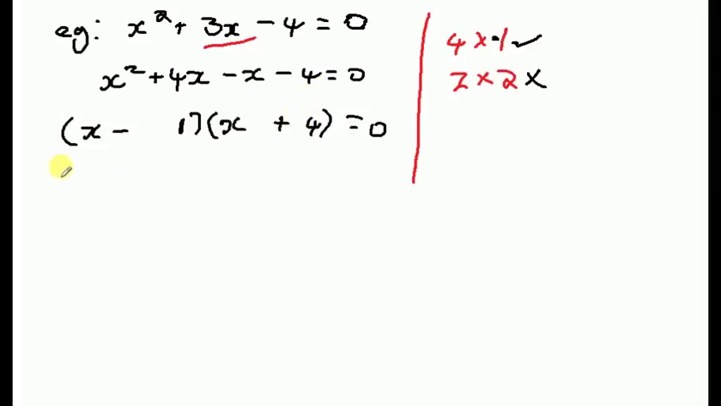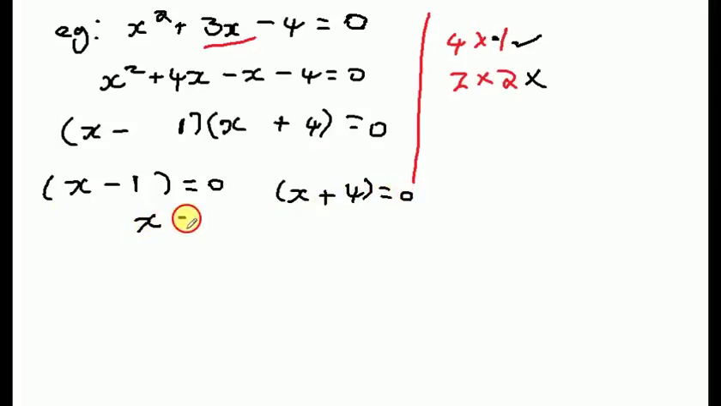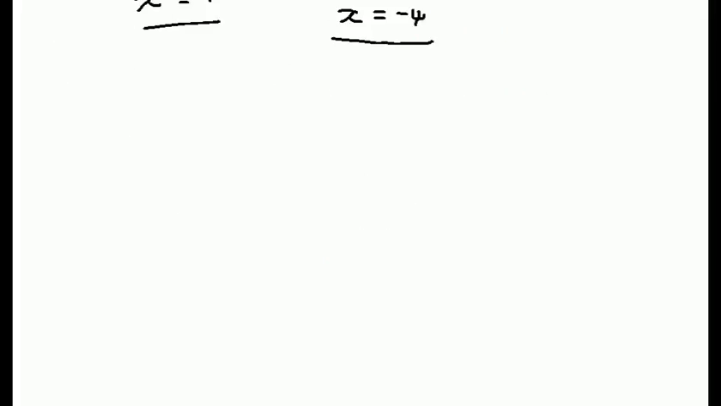Therefore, this bracket multiplied by this bracket is equal to 0. This means that x minus 1 is equal to 0 and x plus 4 is equal to 0, which means that x is equal to 1 or x is equal to negative 4. Always remember to underline your answers whenever you're working out these types of questions.